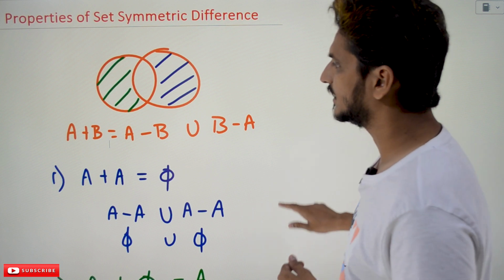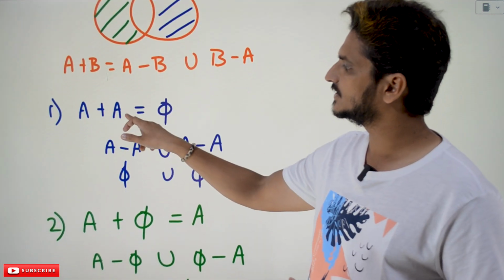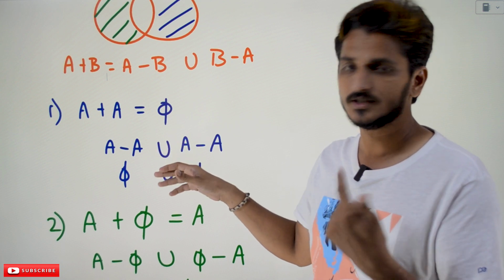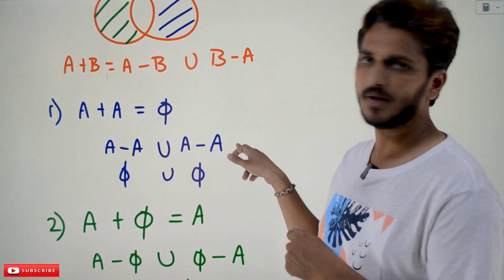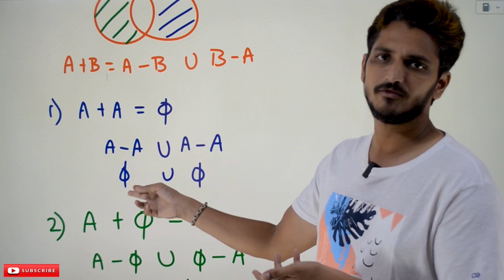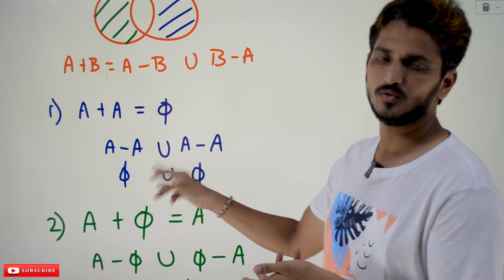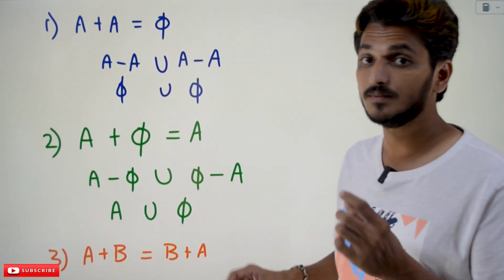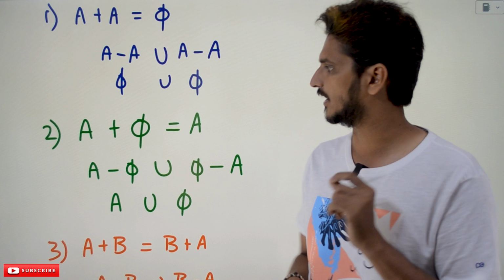Now coming to the properties, A symmetric difference A is equal to phi. Why is it phi? A minus A union A minus A. What is A minus A? Phi. A minus A, phi. Union of phi union phi, phi. So that's why A symmetric difference A is equal to phi.